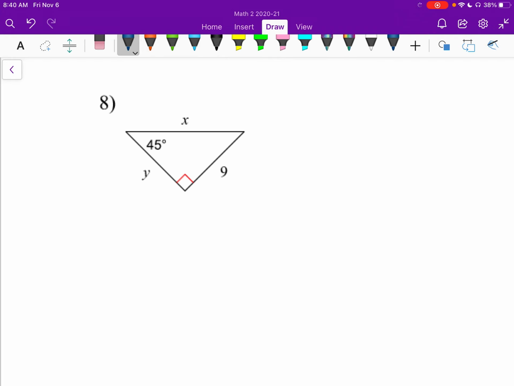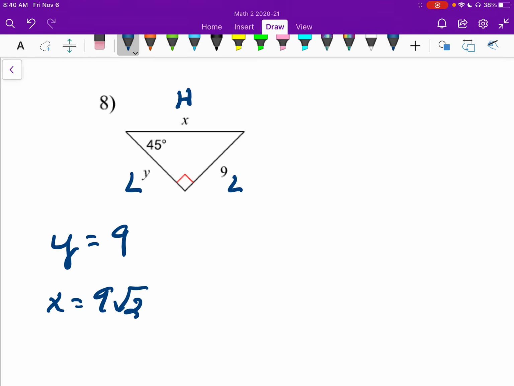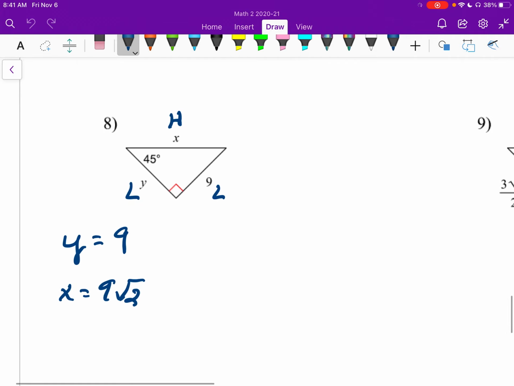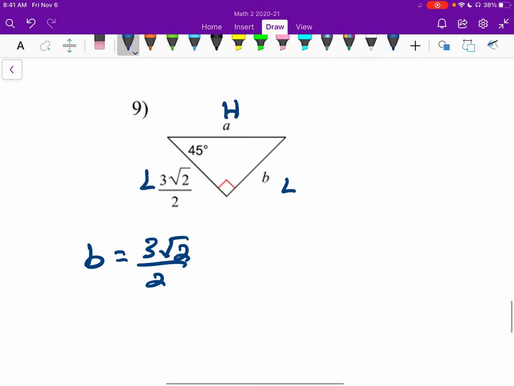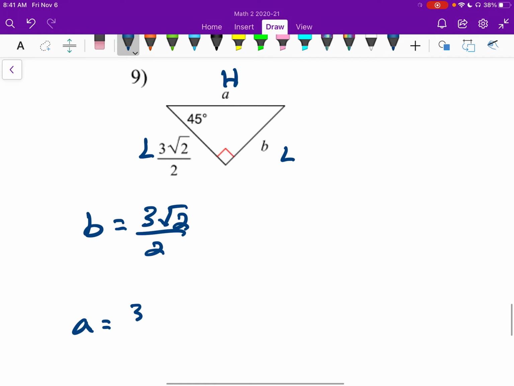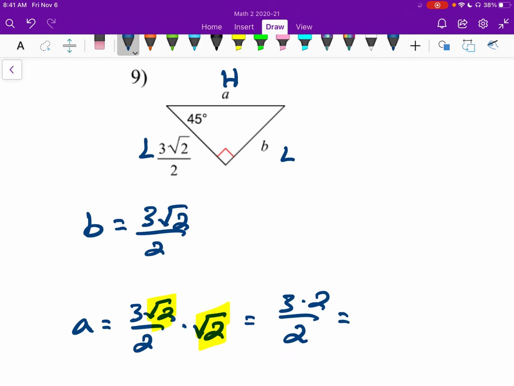Number 8, back to an easy problem. Y is going to be 9, because here's our leg, hypotenuse. And our x is going to be 9 root 2. All right. And lastly, number 9. B is another leg. It's going to be 3 root 2 over 2, right? Because these are leg, hypotenuse. A is going to be 3 root 2 over 2 times root 2. Our root 2's turn into a plain old 2. The 2's cancel, and I'm left with a 3. So A equals 3.